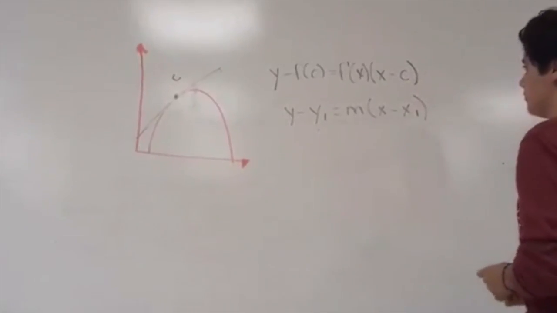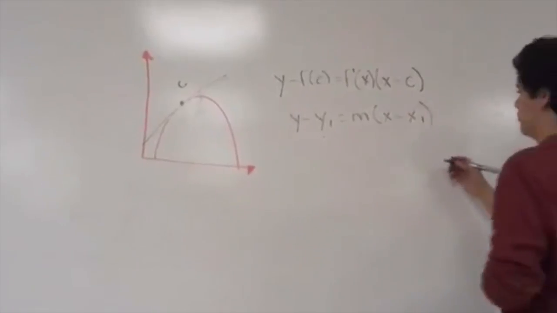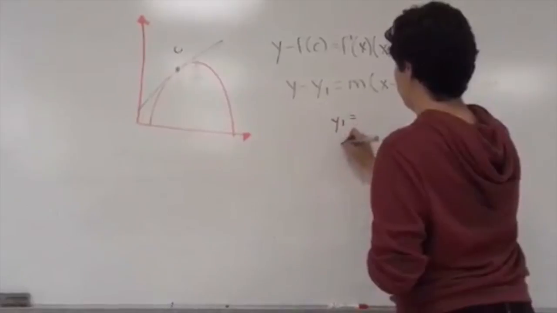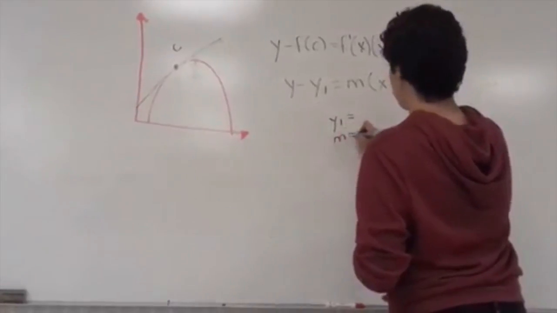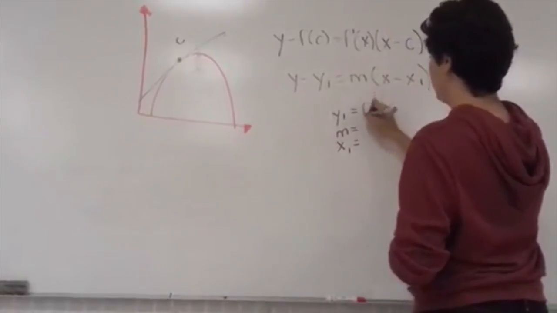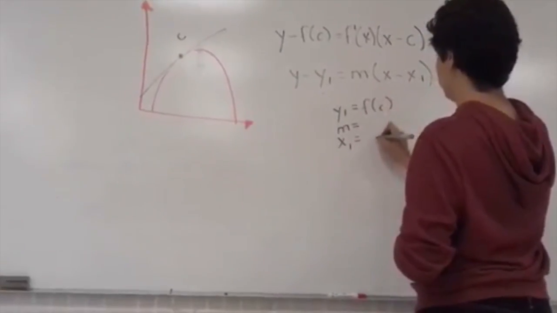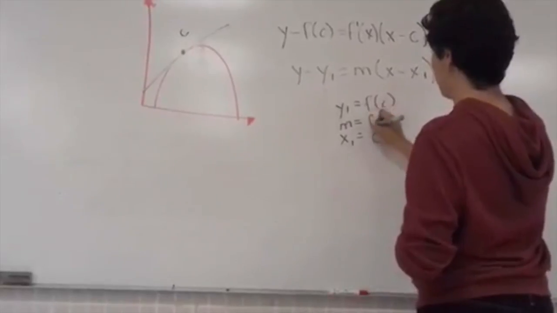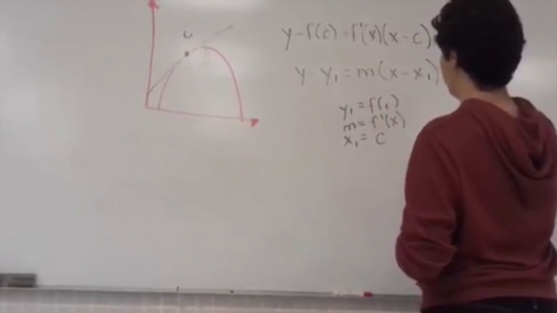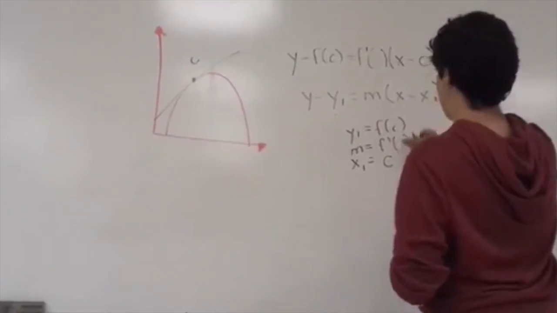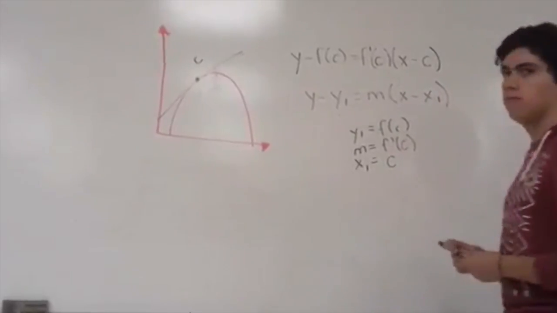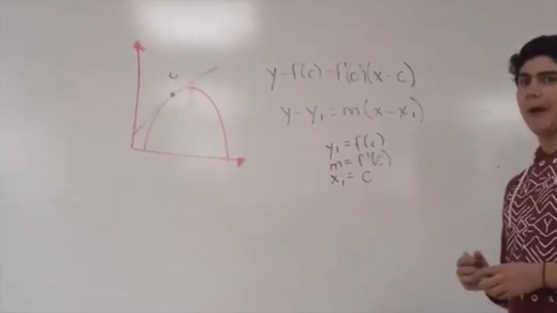The point-slope form is the following: y minus y1 equals m times x minus x1, where y1 is the y-coordinate of a given point, x1 is the x-coordinate of the same point, and m is the slope. So we can identify that f of c is y1, c is x1, and the slope is the derivative of the function. It's important to visualize that every time you are asked to get the tangent line of a function, you should have the function at the x-coordinate of the derivative.